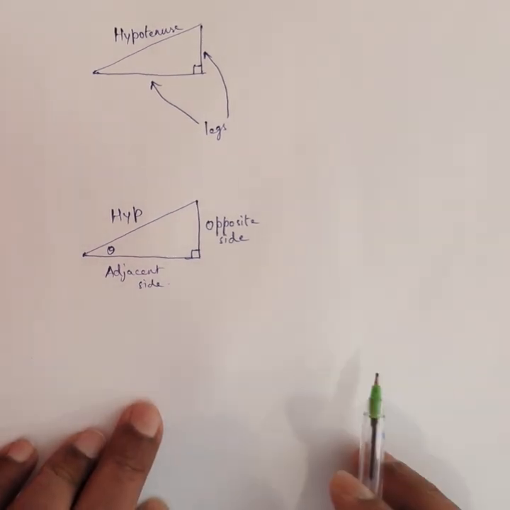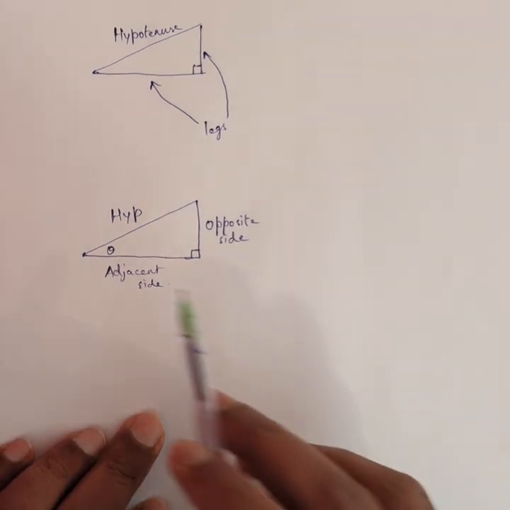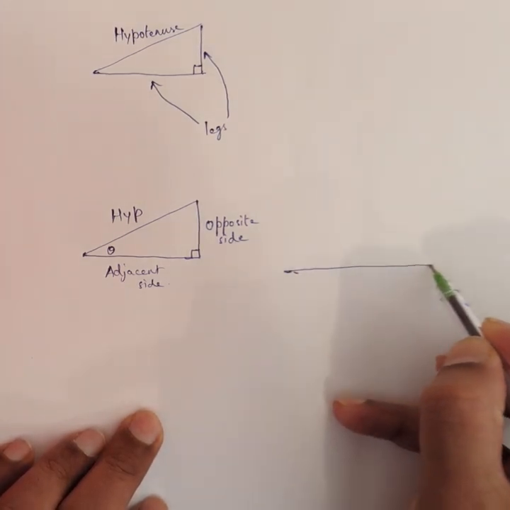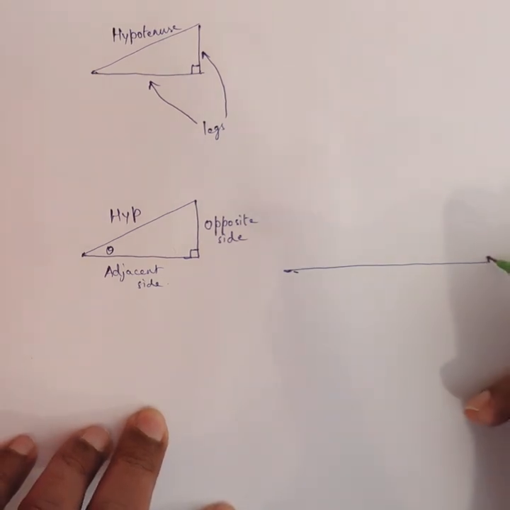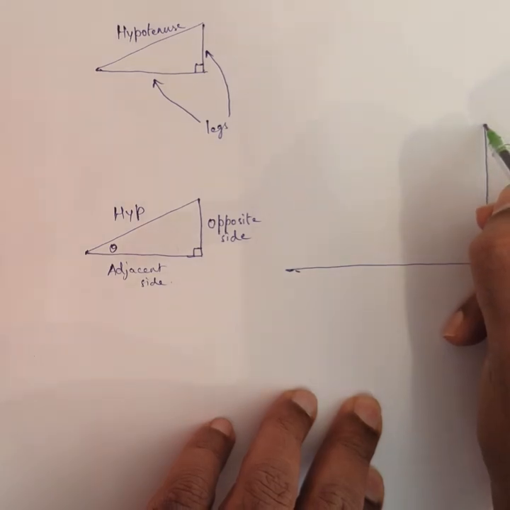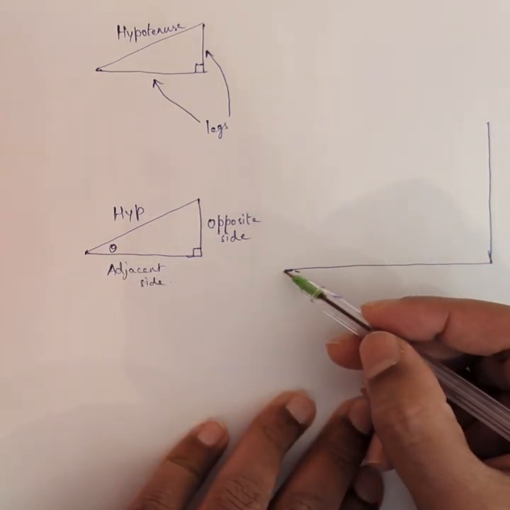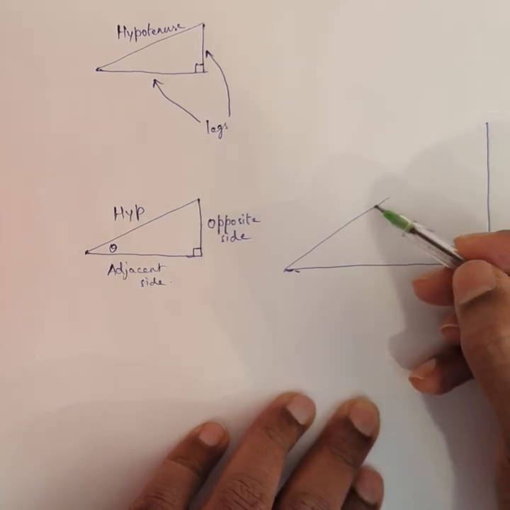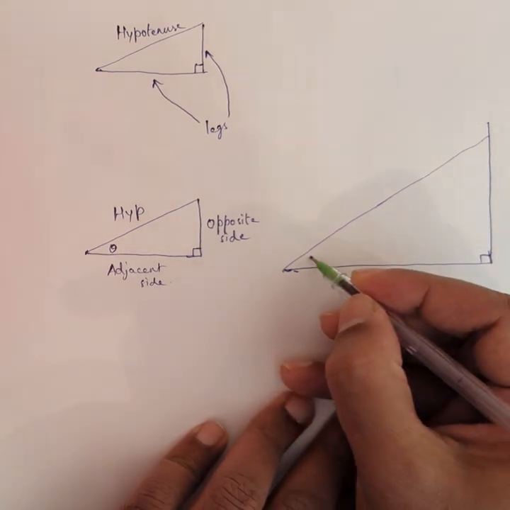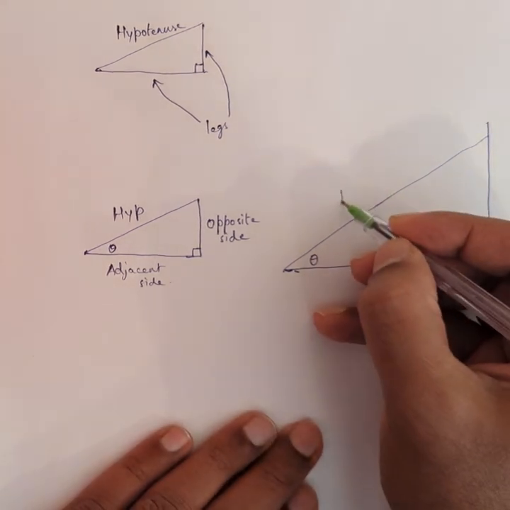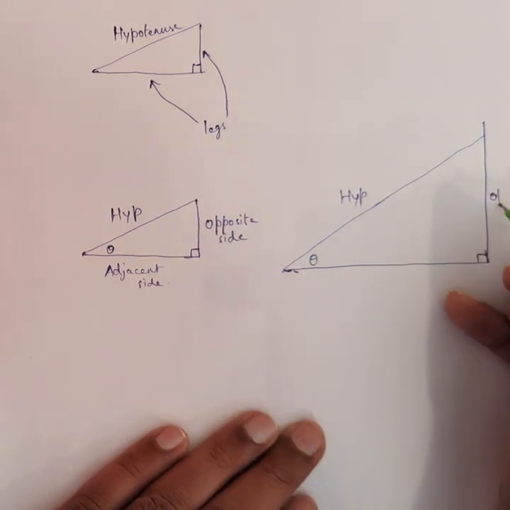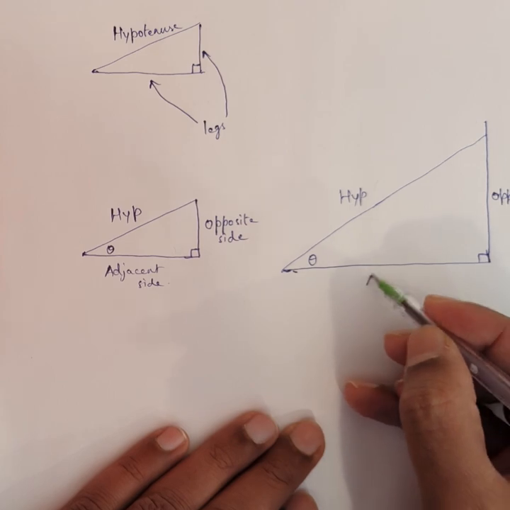Now notice that if you have any other right triangle where one of the acute angles is theta, so let me draw a bigger right triangle, but I'll keep one of the acute angles the same. So this angle is theta in this bigger triangle as well. And then this is the hypotenuse in the bigger triangle, and this is the opposite side, and this is the adjacent side.